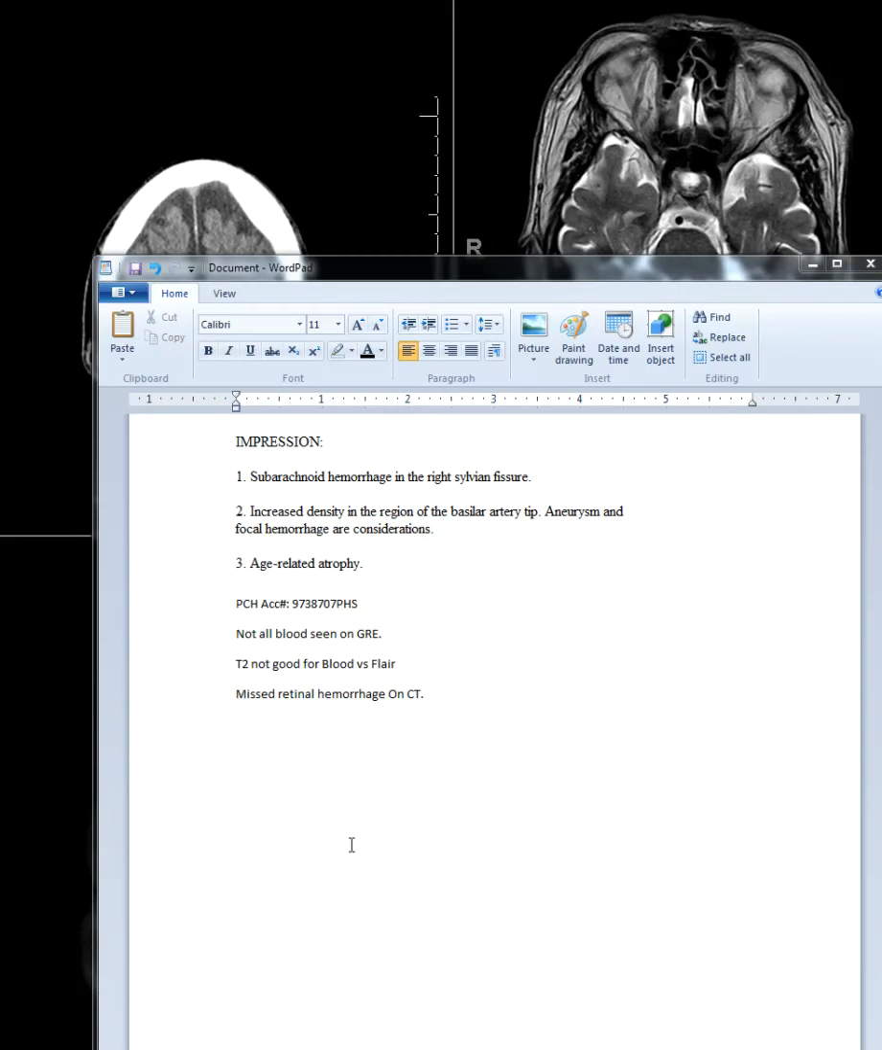This was the original report impression, and then the teaching point is that not all blood is seen on GRE sequence. T2 is not good for blood product versus FLAIR signal, and there's some difficult-to-diagnose retinal hemorrhage on CT.